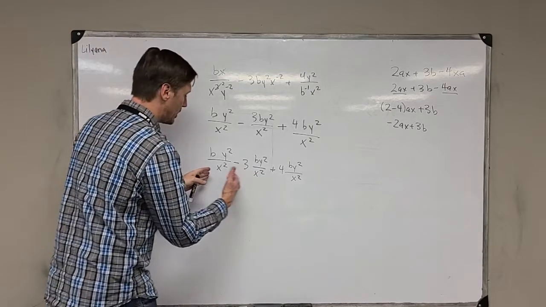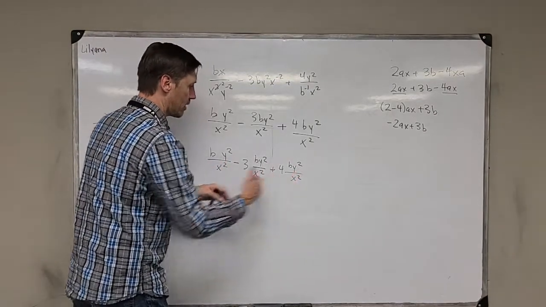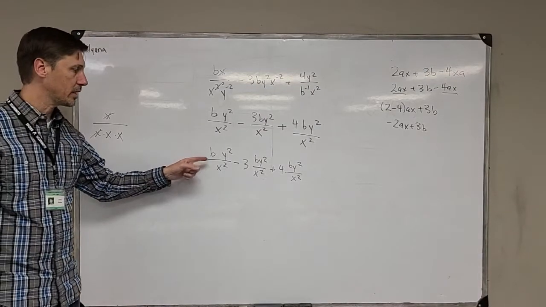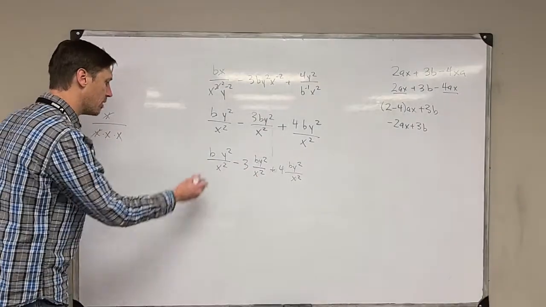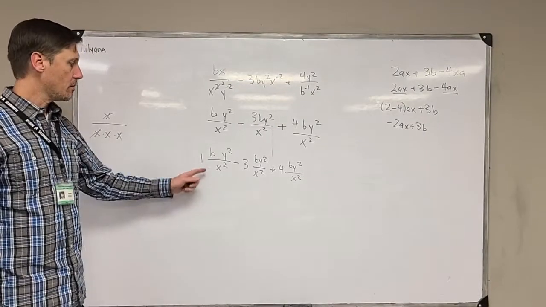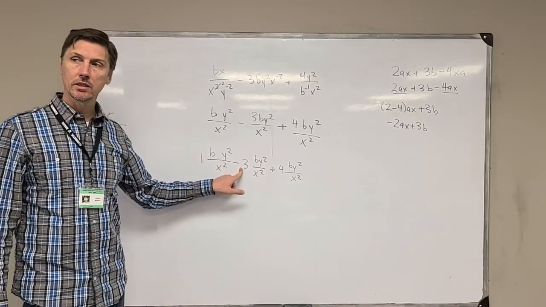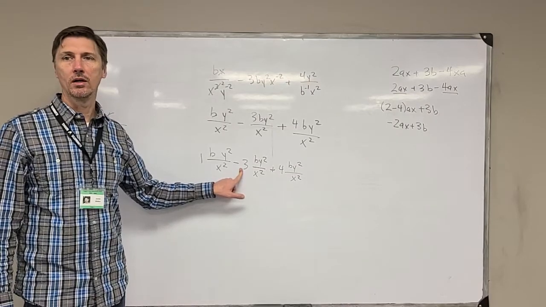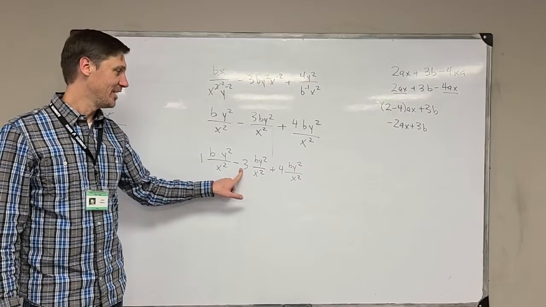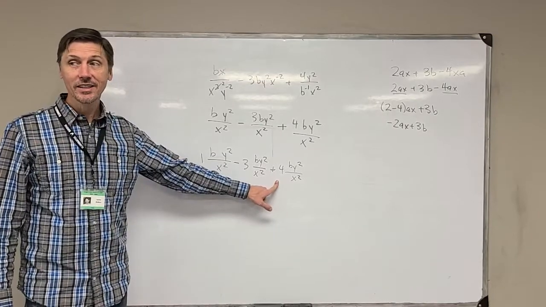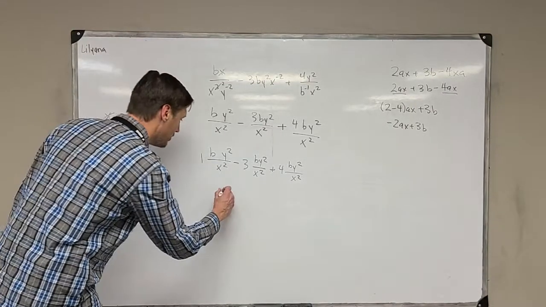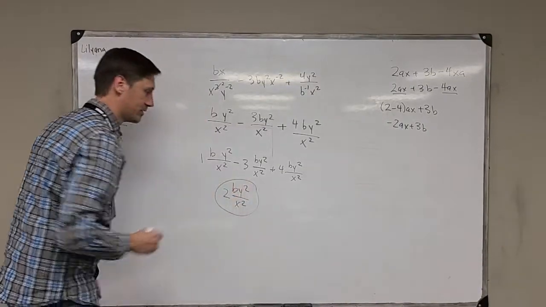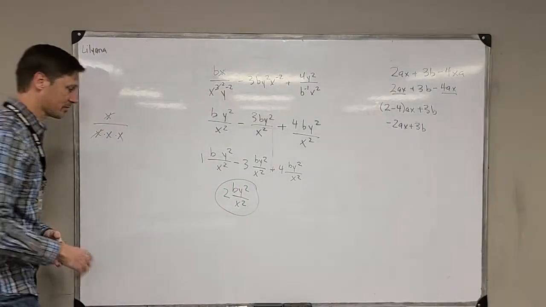Now does everybody see that we have the same terms, right? They all have the same variables and the same exponents. So we're just taking the big numbers in the front. There's an understood 1 right here. And we're doing the math. 1 minus 3 is what? What's 1 minus 3? Come on. -2. -2 plus 4 is? 2. Positive 2, right? So we have 2by squared over x squared is our final answer. All right?